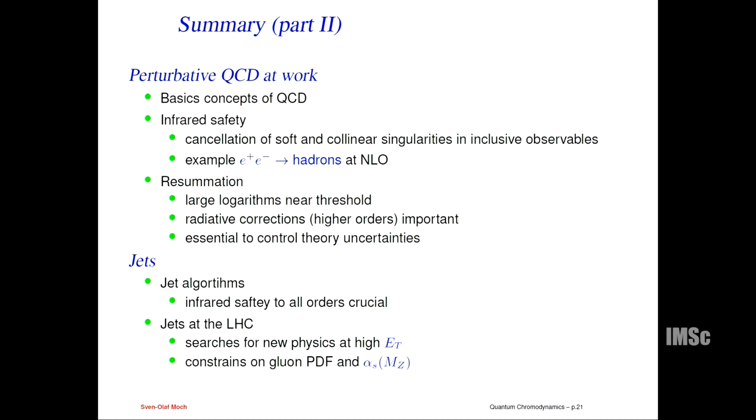So that brings me to the end. I was starting to explain a few concepts for QCD at work, and today we basically covered infrared safety from different viewpoints, and I gave you a glimpse of how we can understand resummation when we have large logarithms somewhere near threshold. In this case, it was the three-jet versus dijet case, and that radiative corrections are important. And I gave you a short introduction to jets. That's all. Thank you very much.